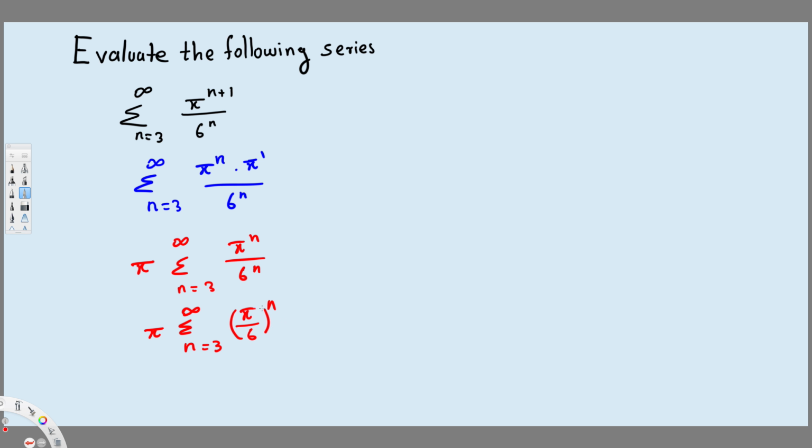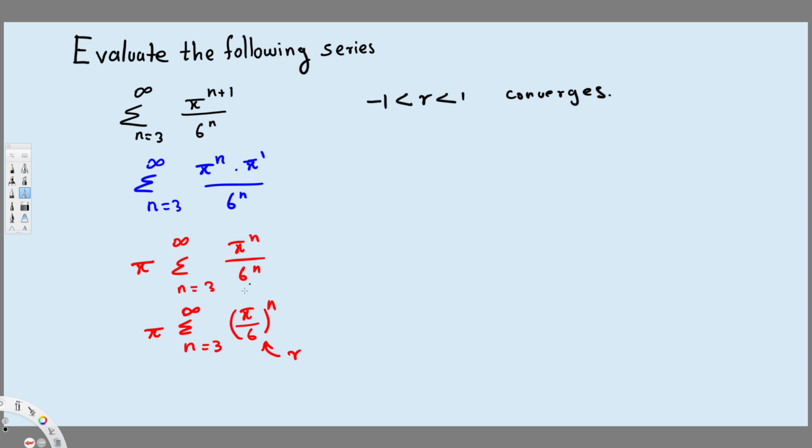So now we have brought this pattern. Now this is going to be our r. Whatever is inside the bracket with the power of n is going to be r. So according to the series, if the r is between -1 and 1, then it converges.